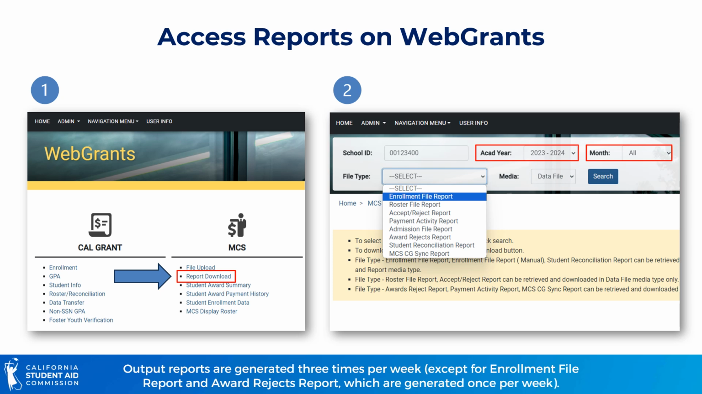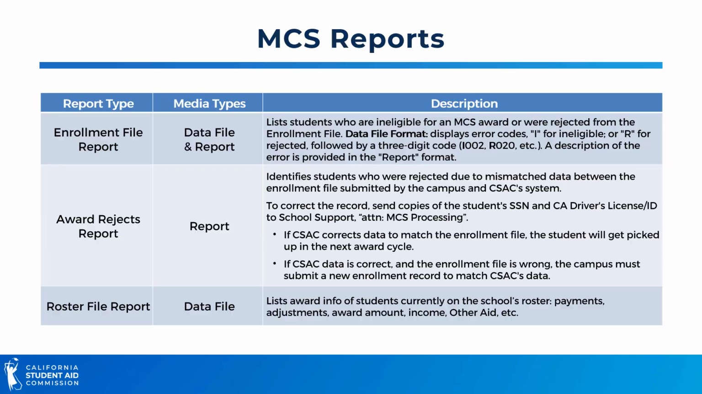We recommend setting month to all to see the entire report history for that academic year. You must also select a media type. Please note that some file types are available only as a data file, while others are available only as a report. If you attempt to run a report and get no results, be sure to confirm that you have selected the correct response for both month and media type.